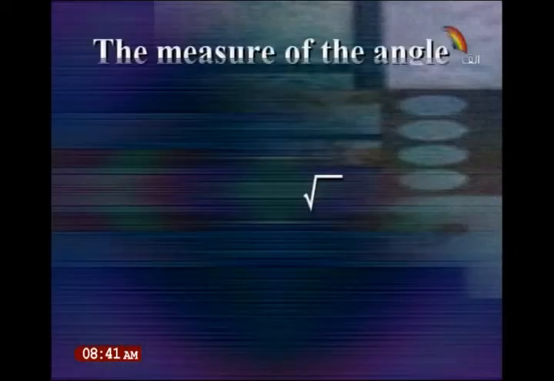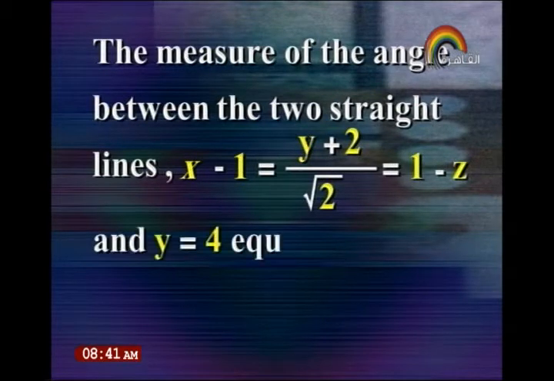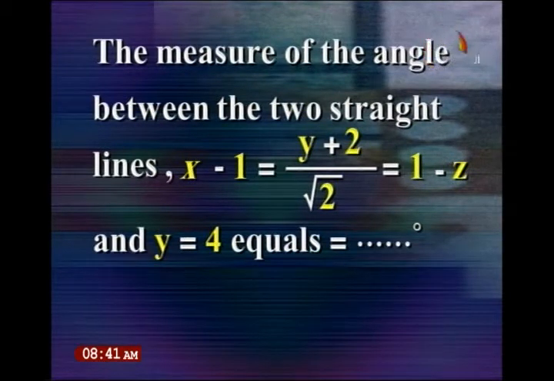The measure of the angle between two straight lines. The first line is x minus 1 equals y plus 2 over root 2 equals 1 minus z, and the second line is y equals 4. We have two straight line equations.